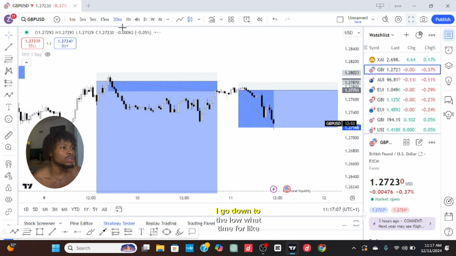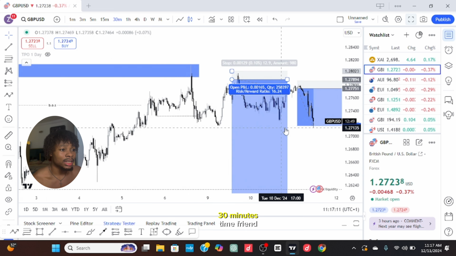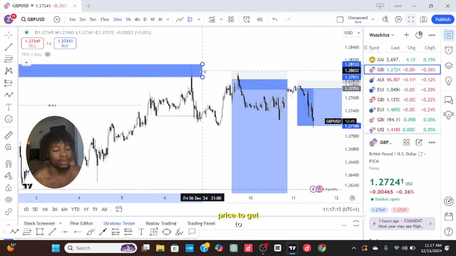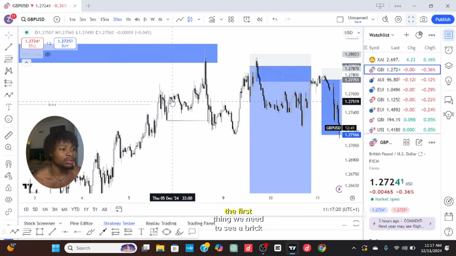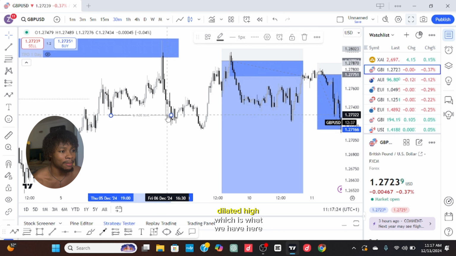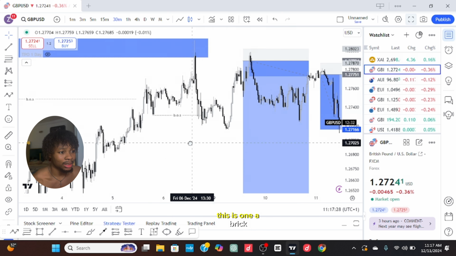I go down to the lower time frame, like 30 minutes. So this is where I'm expecting price to get to. Now price got to this zone. What did I say? The first thing we need to see is a break of that low that led to that high, which is what we have here. This is one, a break.